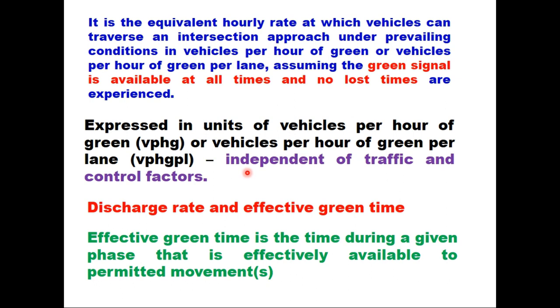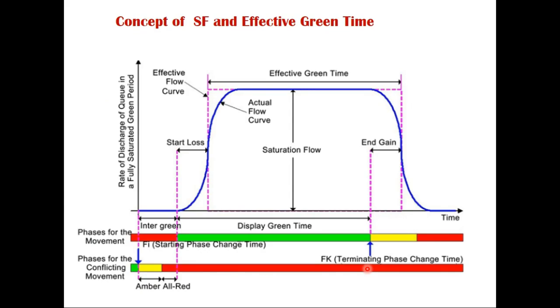Generally, the saturation flow is independent of traffic and control factors. So there are two important terms. One is discharge rate and another is effective green time. Effective green time is the time during a given phase that is effectively available to permitted movement. So this can be very easily explained through this diagram.